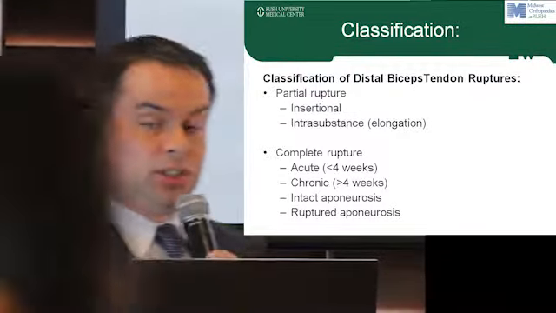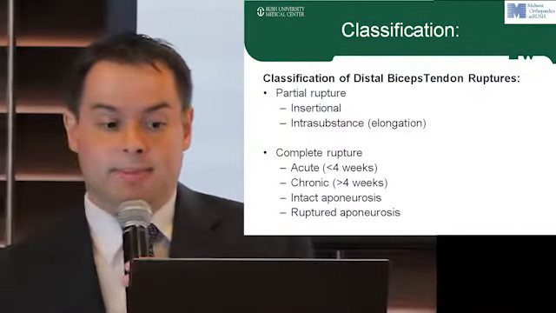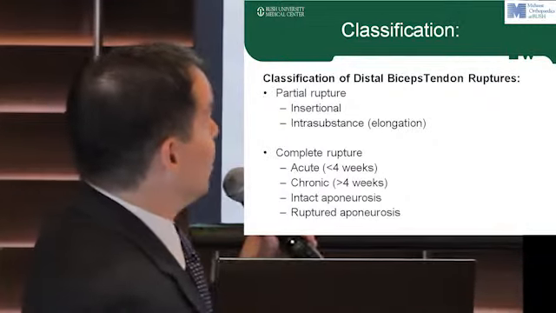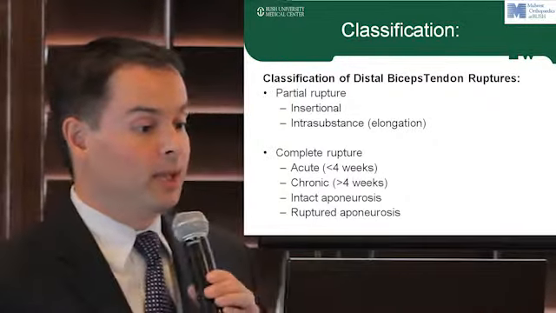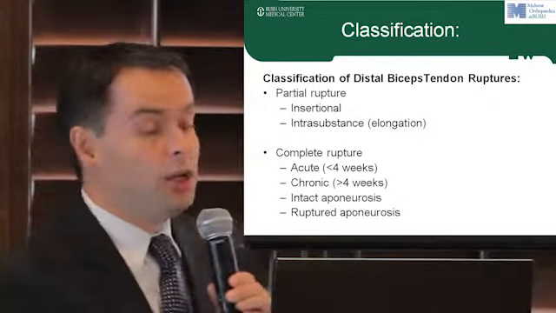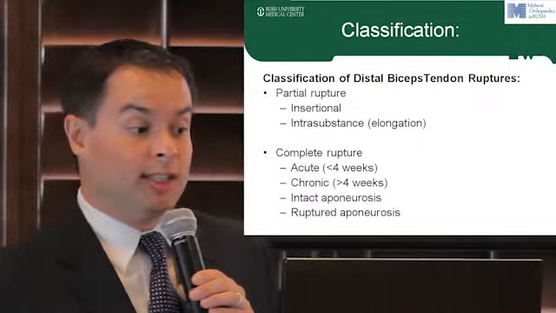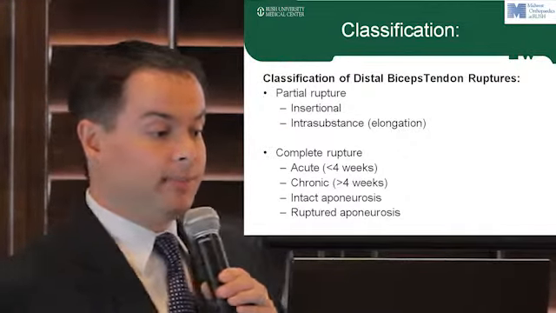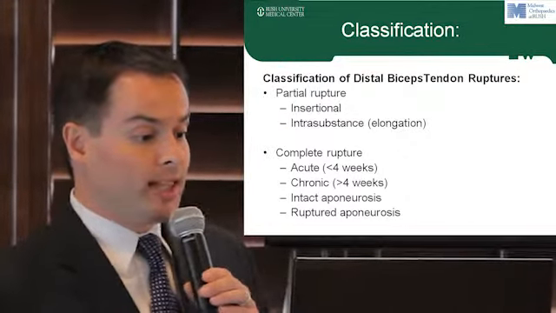There is a classification scheme for distal biceps tendon disease and ruptures. It's not really universally accepted or used all that often. It's pretty straightforward, though. When you rupture, you can either rupture where the tendon meets the bone at the radial tuberosity. That's an insertional rupture. You can have elongation or stretching of the tendon. That's an intrasubstance rupture or lengthening.